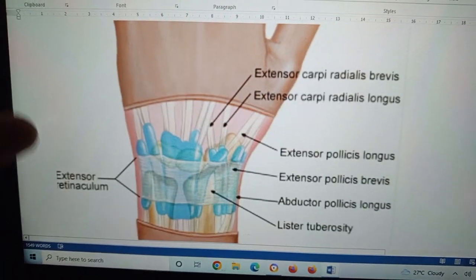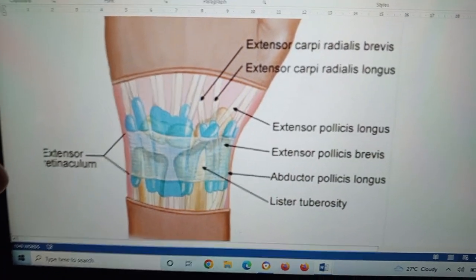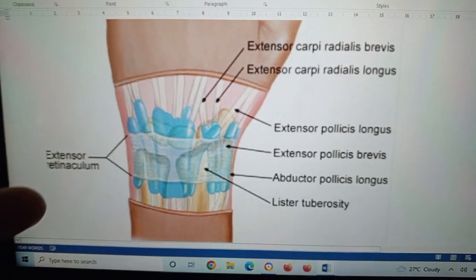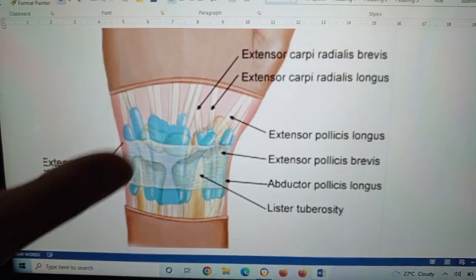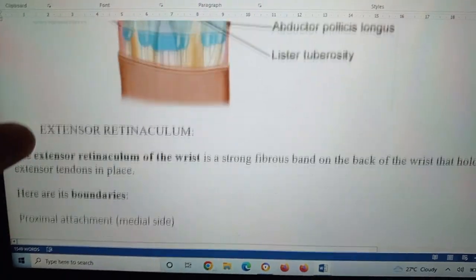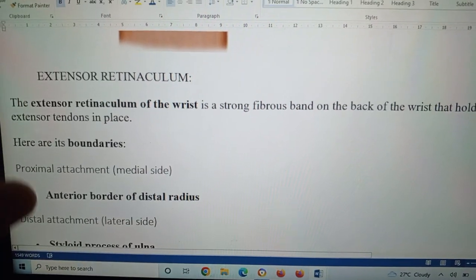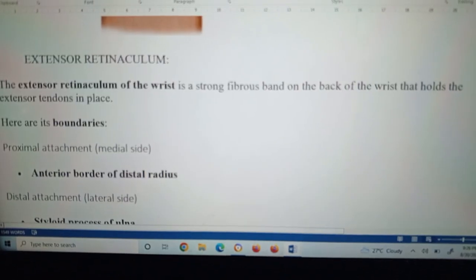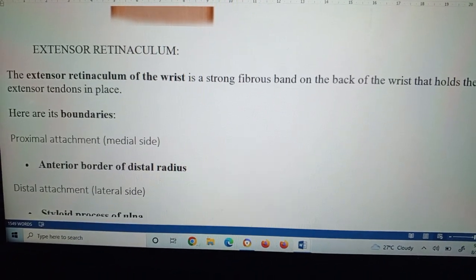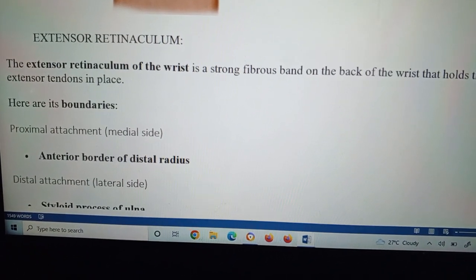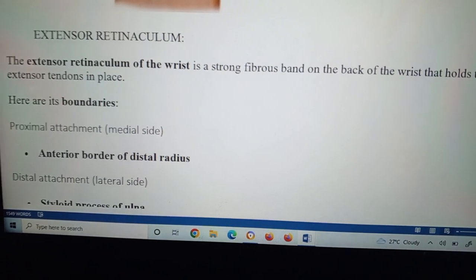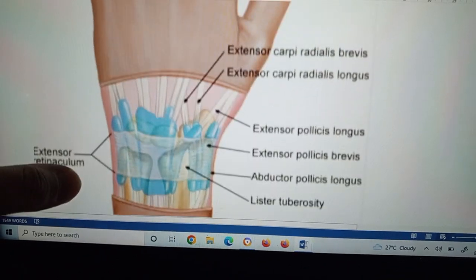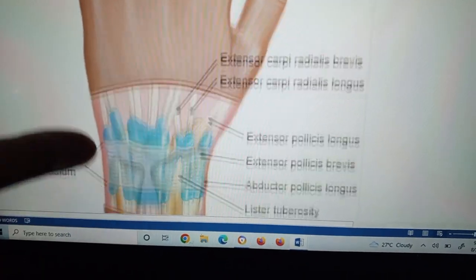Now let's talk about the extensor retinaculum. It can be asked to you in the Viva to draw the extensor retinaculum and mark its boundaries. It is present at the wrist. It is a strong fibrous band on the back of the wrist that holds the extensor tendons in place. Here are its boundaries. Proximal attachment, medial side: anterior border of the distal radius. Here you can see the anterior border of the distal radius. Okay.